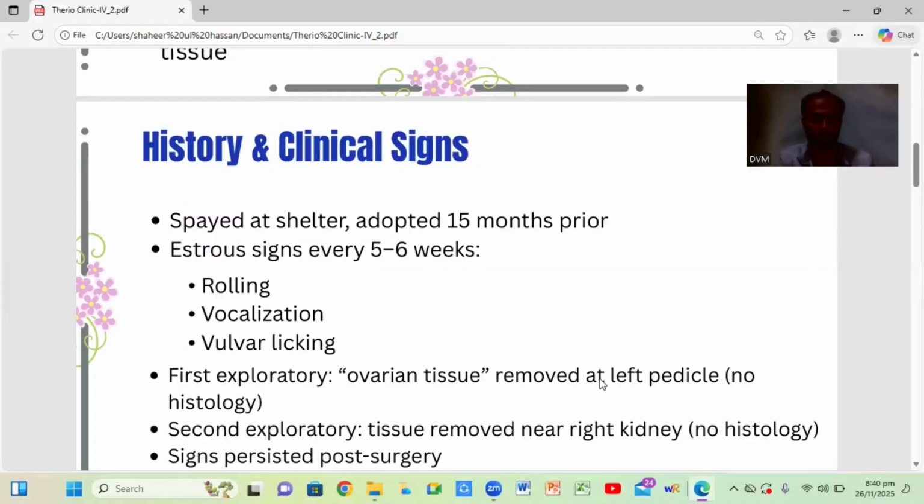So the history and clinical signs that we observed were that it was spayed before 15 months, at the shelter. Estrus signs that it showed for 5 to 6 weeks were of three kinds: number one, rolling; number two, vocalization; number three, vulval licking.